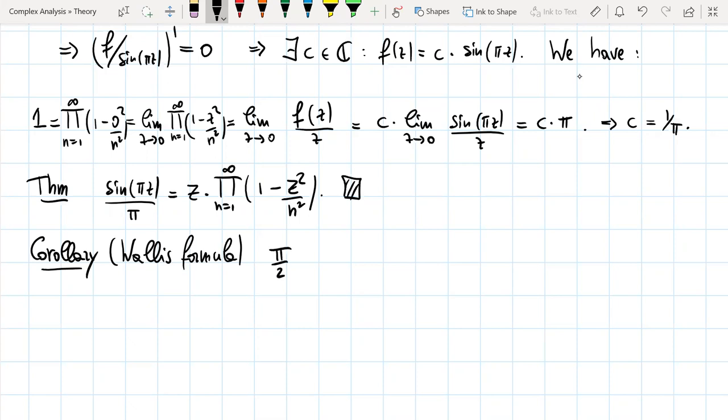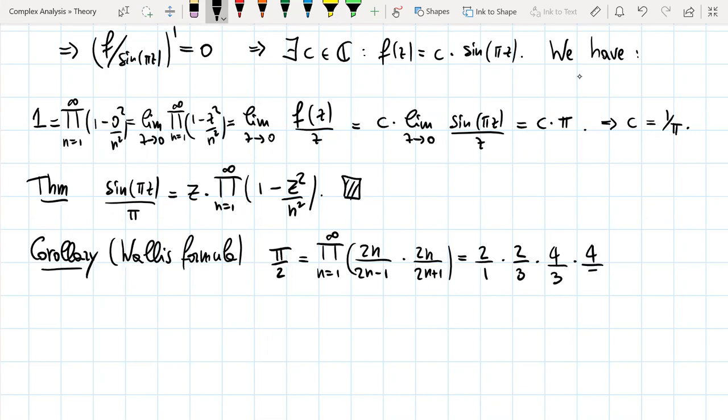And the formula says that pi over two is an infinite product, n going from one to infinity, of two n over two n minus one times two n over two n plus one. So if you want to spell this out, you start with two over one times two over three, then you go on, above with the even numbers and below with the odd numbers. And so on. So you see every time you get twice an even number above and twice an odd number below. Very good. So also this, you will see it as an exercise.